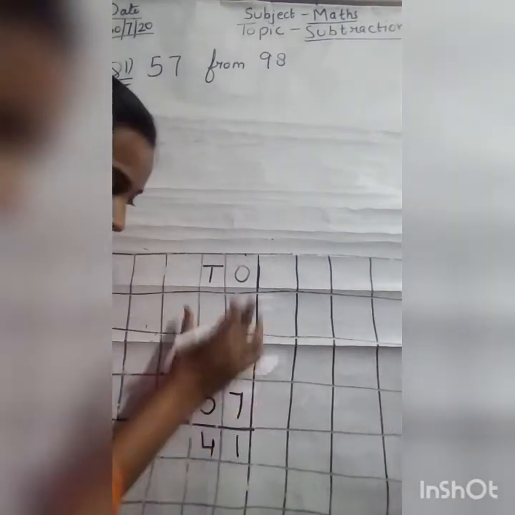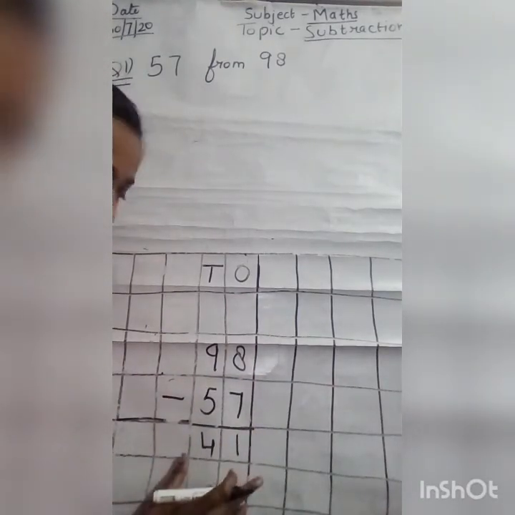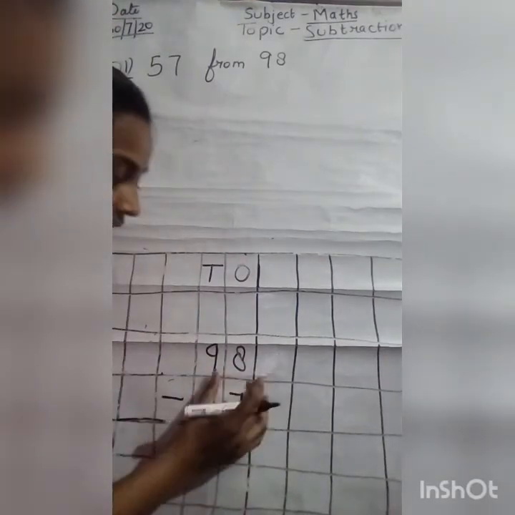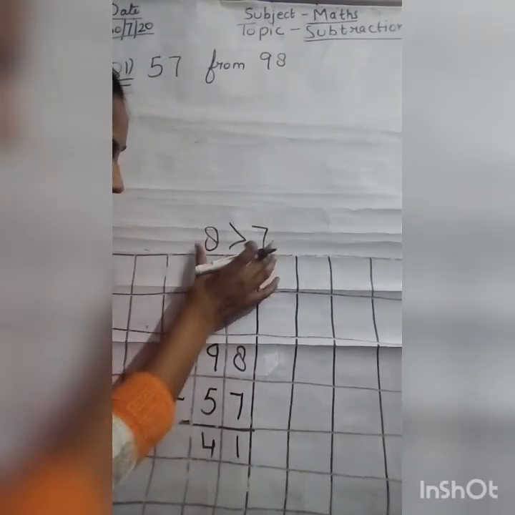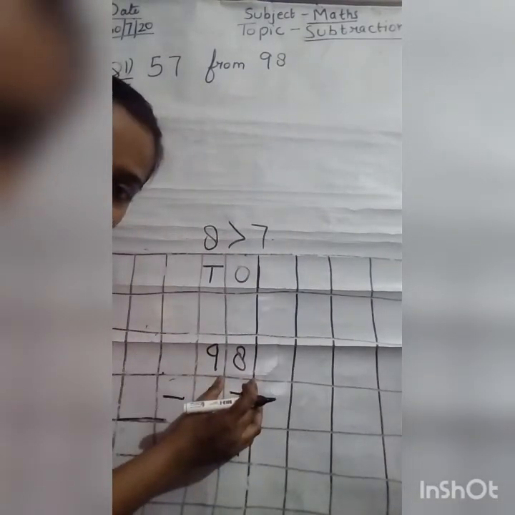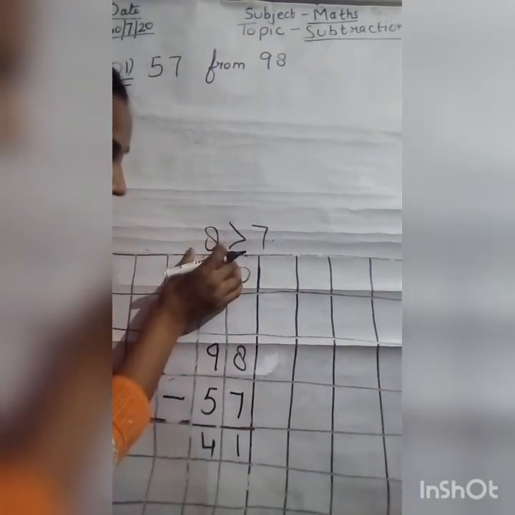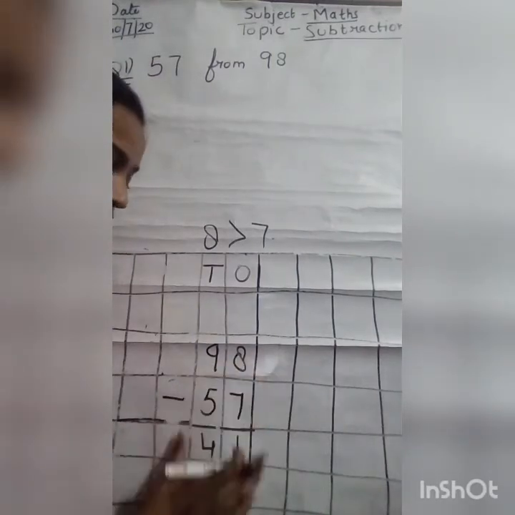So the difference between 98 and 57 is 41. Children, in this we don't have to take any borrow because here 8 is greater than 7. So 8 doesn't need any borrowed number to subtract 7, and 9 is also greater than 5. So we can subtract easily without borrowing.